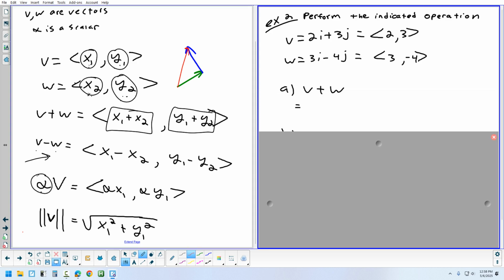Okay, so here are the two vectors that we're going to work with: 2i plus 3j and 3i minus 4j. First thing I want to do is add the vectors together. No sketch, I don't want to sketch it. When we add the two vectors together, what's going to be the new horizontal component?